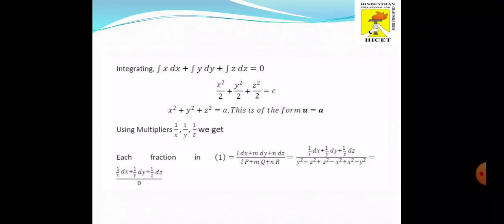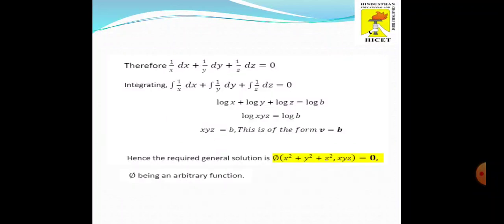So we have 1 by x dx plus 1 by y dy plus 1 by z dz is equal to 0. On integration, we get log x, that is dx by x is log x. Likewise, log x plus log y plus log z is equal to log constant. Now log x plus log y plus log z is log of xyz. So log xyz is equal to log constant. On cancelling log on both sides, we have the solution as xyz is equal to constant.